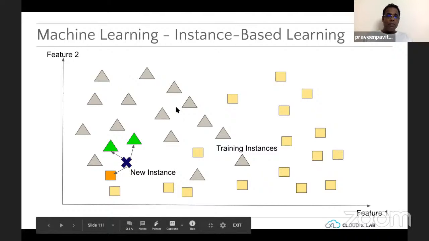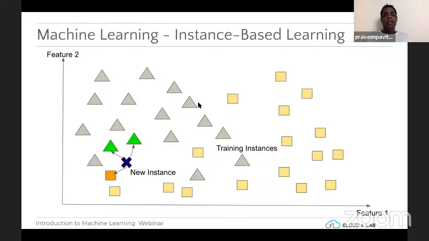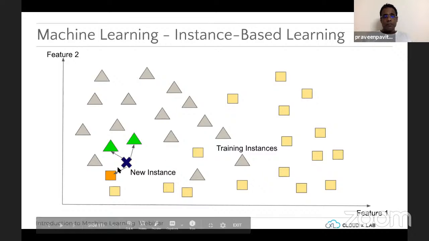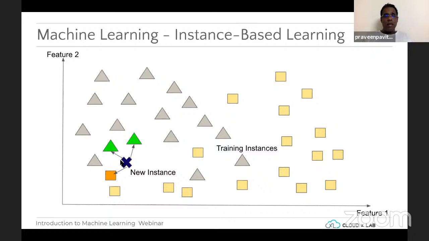So for example, say you have two features, feature one and feature two, and you've given it training data, which is either gray triangles or yellow squares. Then you get a new piece of data, this new instance over here, and you want to see what it becomes.